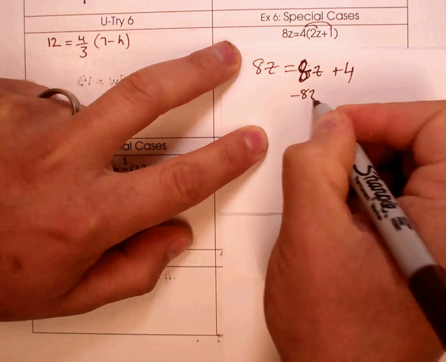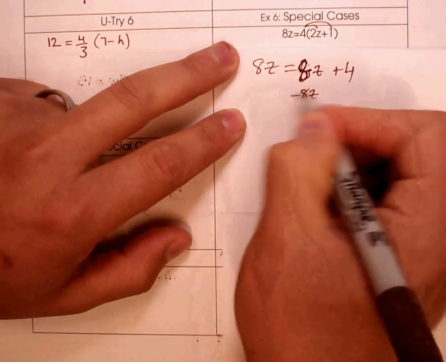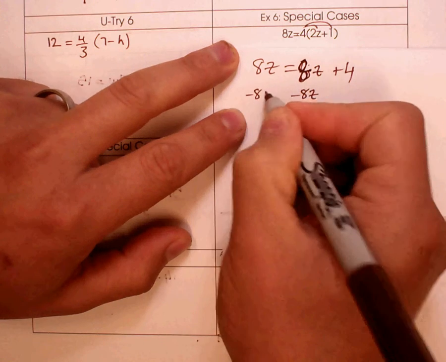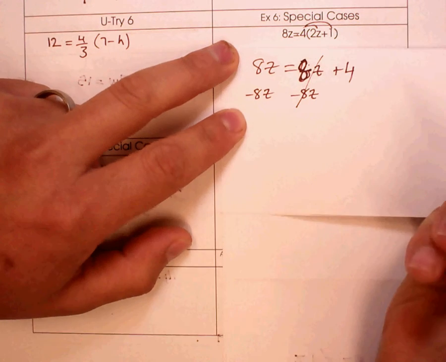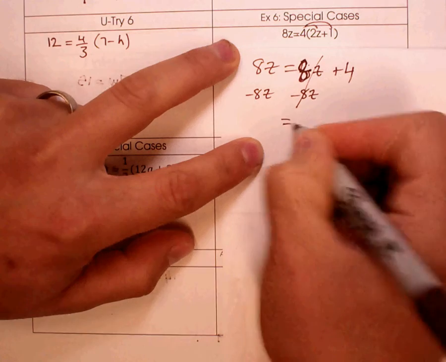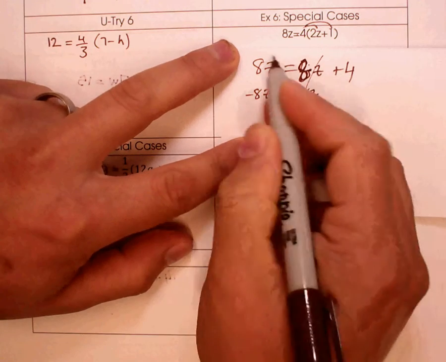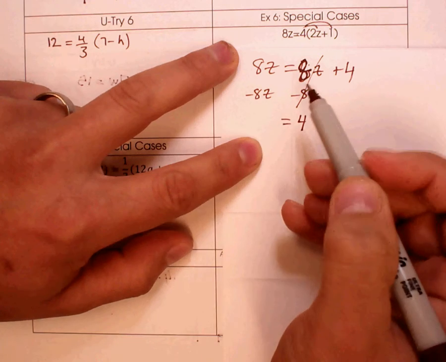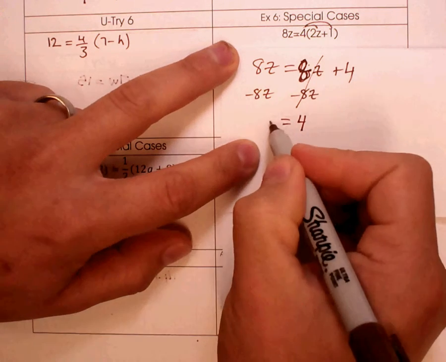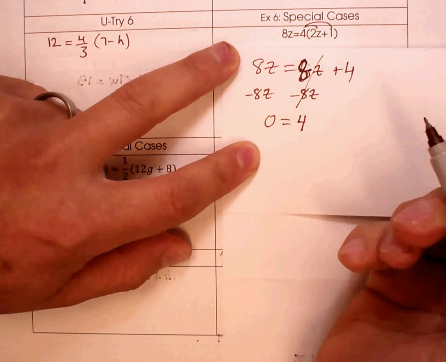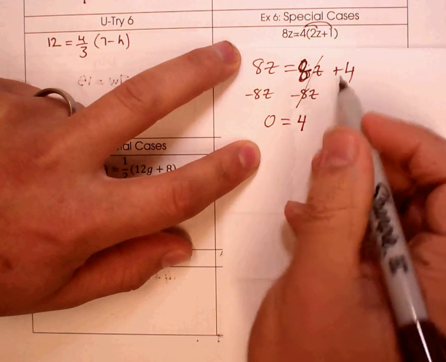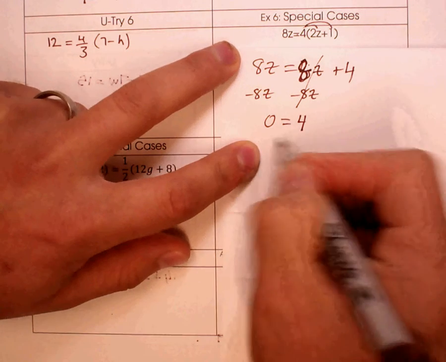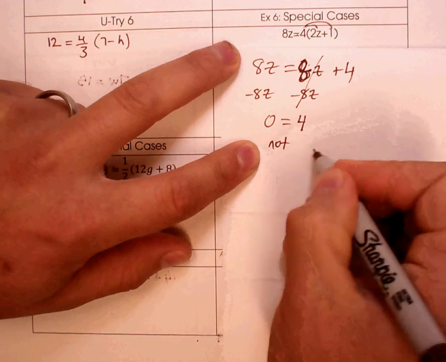Negative 8z, if I subtract 8z from each side or add negative 8z on each side, this will eliminate the z's on the right side. So on the right side I have 4. On the left side, this part is tricky. Positive 8z, negative 8z, that's 0z. 0 times z is 0. So after we solve the equation, we end up with a statement that's not true.